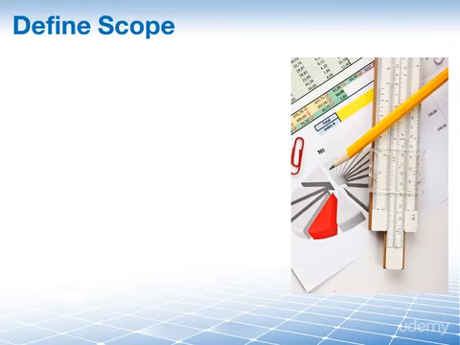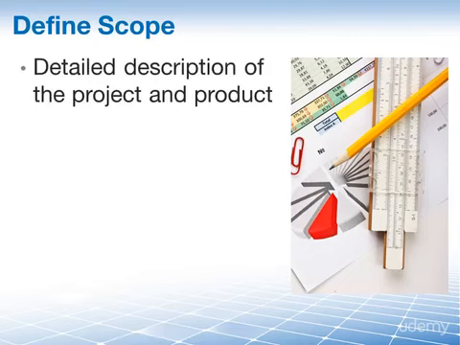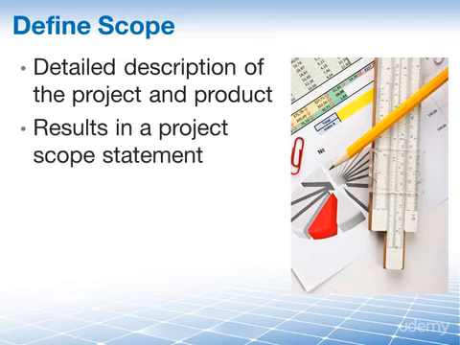The define scope process focuses on describing your scope and also describing what is not part of your scope. When we're defining the scope, we will end up with a detailed description of our project and of our product. The output from the define scope process is a scope statement, which includes a product scope description, acceptance criteria, deliverables, project exclusions, constraints, and also assumptions.